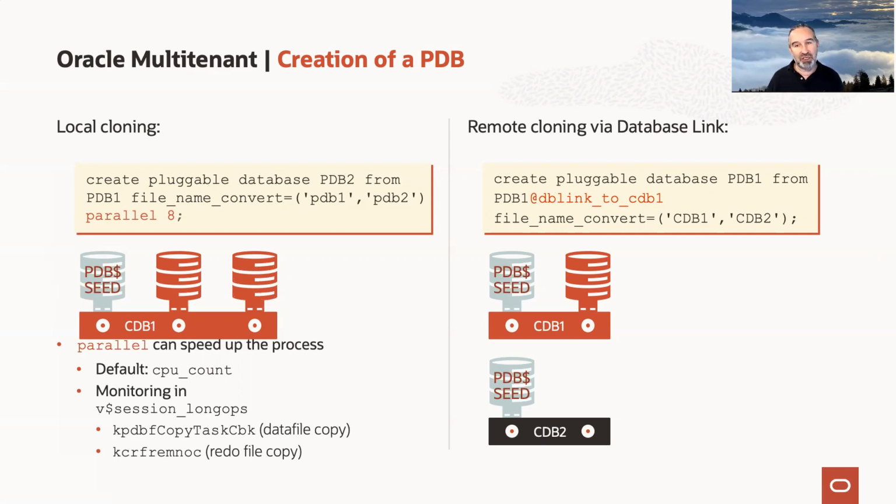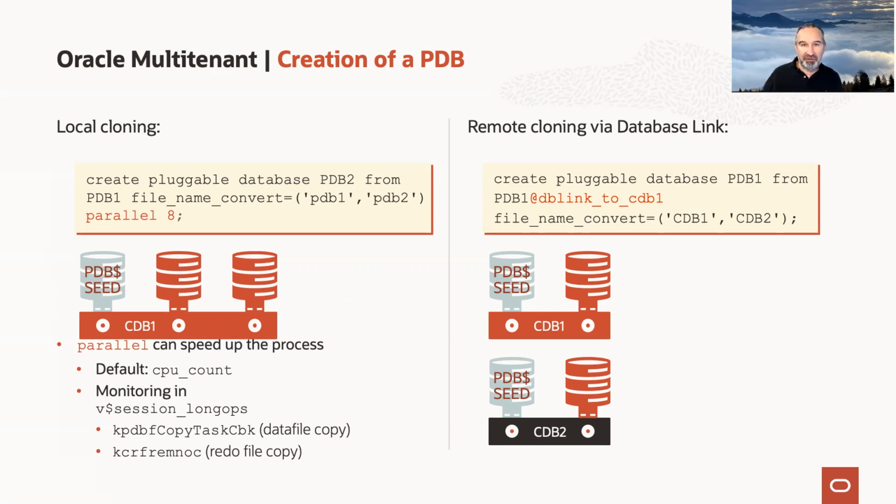and you can monitor it via V$SESSION_LONGOPS. Remote cloning requires that from the CDB2, the black one, we have a database link into CDB1. And then I can call create pluggable database PDB1 from PDB1 at the database link. And if I'm on a file system again, I convert just the CDB parts, and then everything will be created automatically in the background.